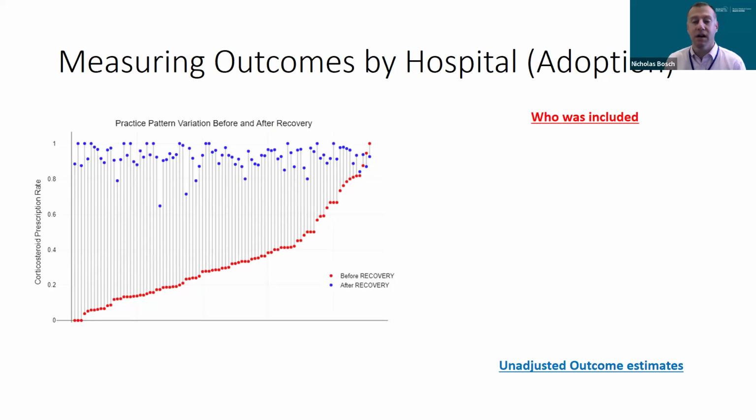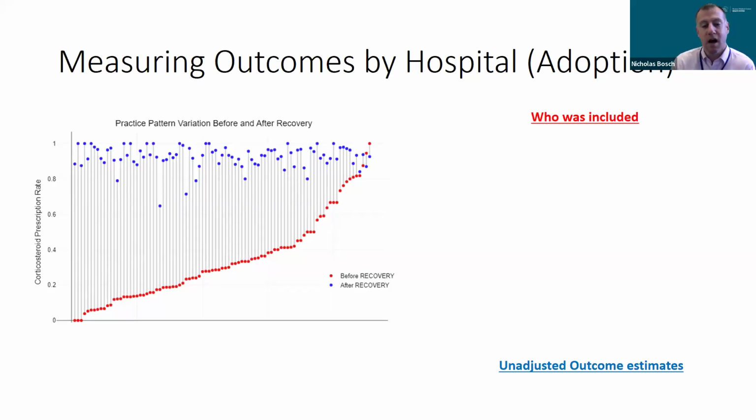So here is adoption. Again, visualization of quantitative results is so key. On the left-hand side, ignore who was included in the unadjusted outcomes for a second. On the left-hand side is the takeaway. Each pair of dots on the x-axis corresponds to a hospital, and the red dots correspond to the rate of corticosteroid prescription in the pre-period before RECOVERY, and blue is afterwards.